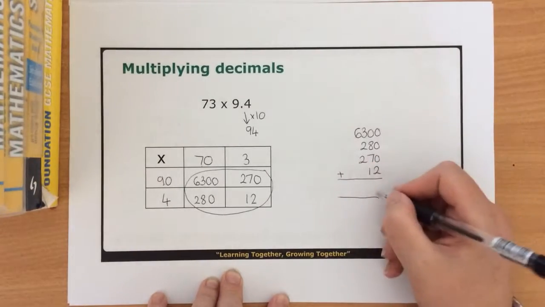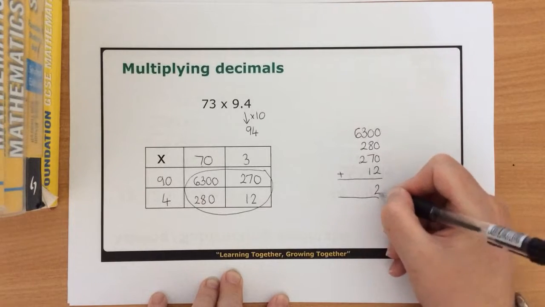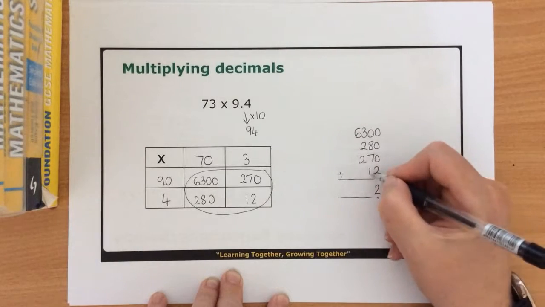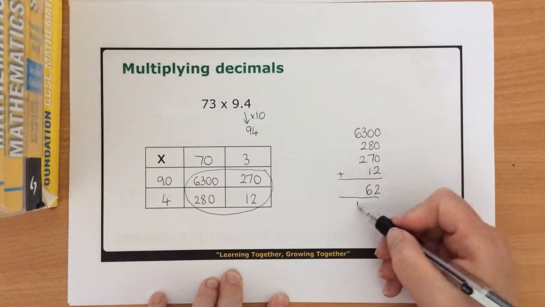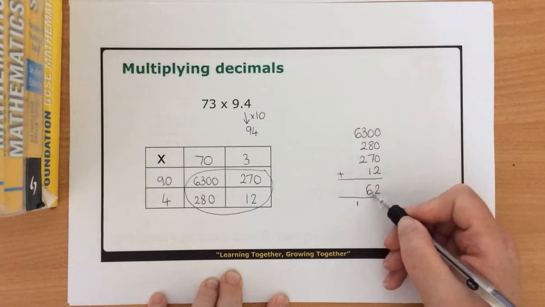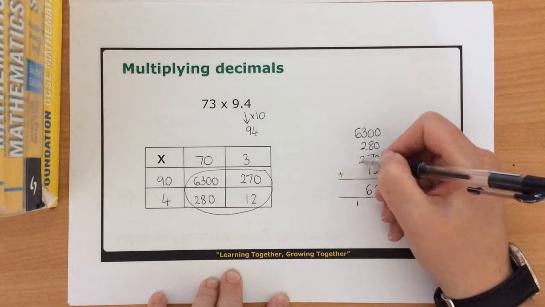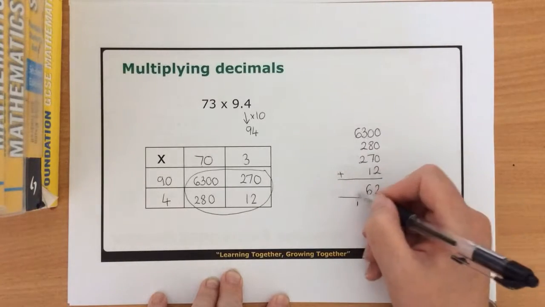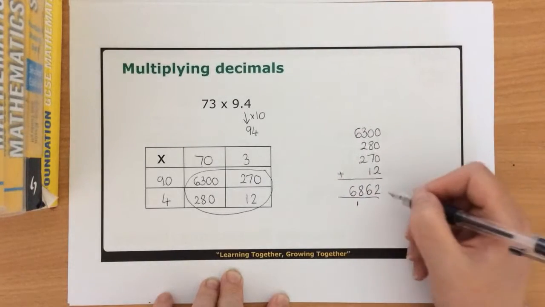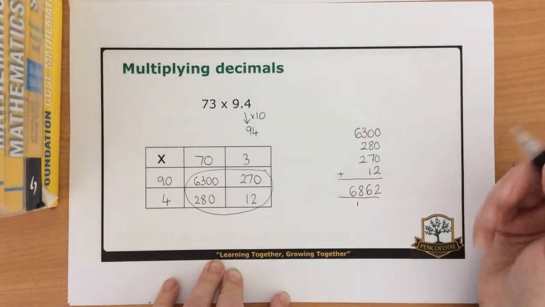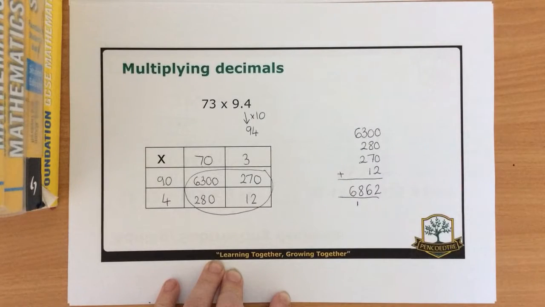Because of all the zeros, the sum should be quite easy. So 2, 8 and 7 is 15 and 1 is 16. I need to carry that 1. It should still read 16. 1, 3, 5, 8 and 6. Now that is the answer to 73 times 94.